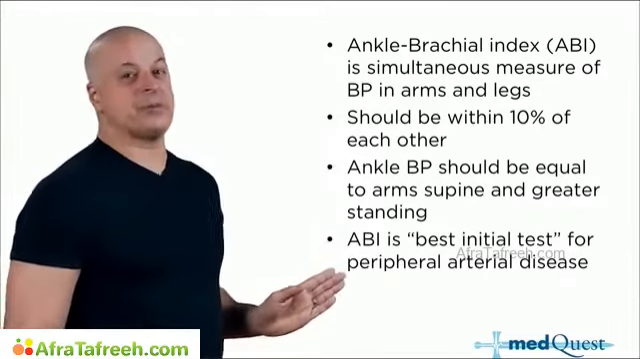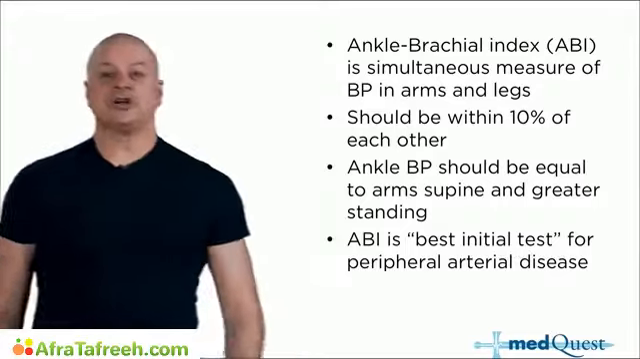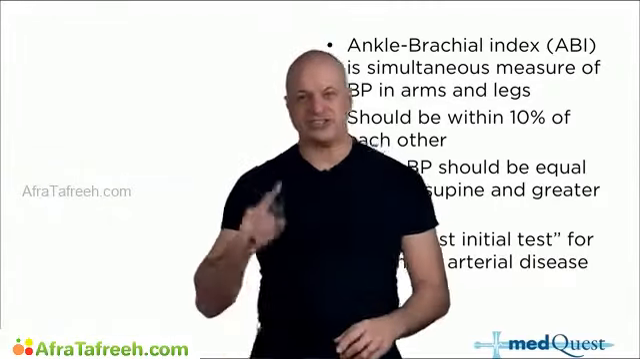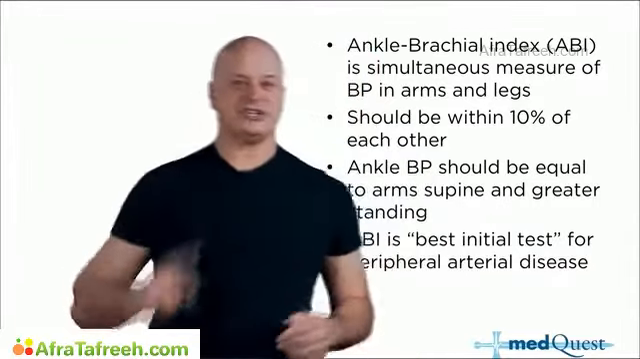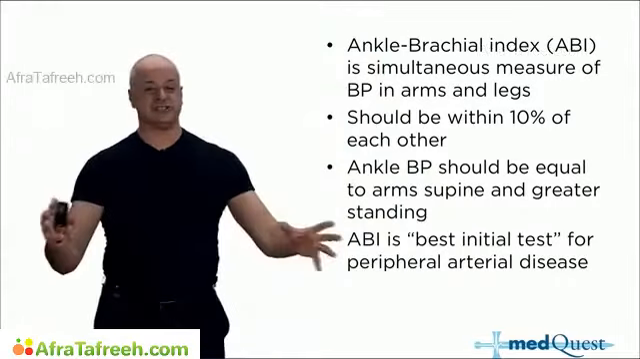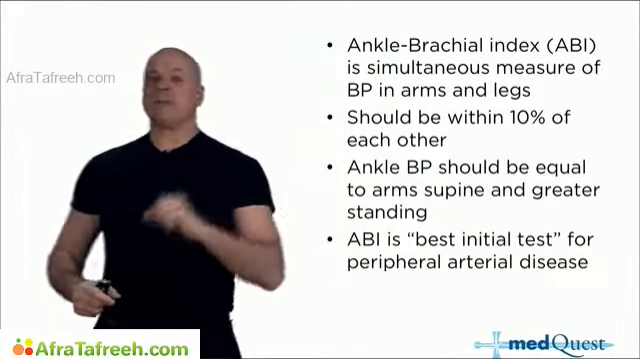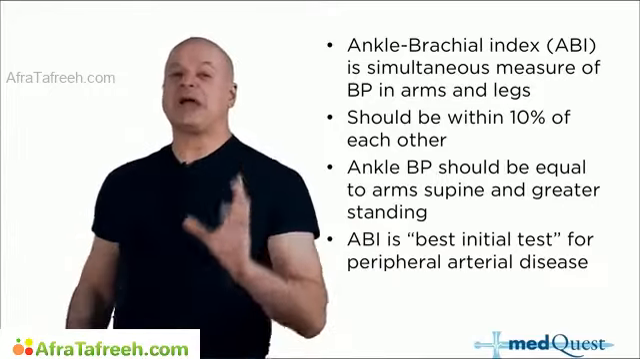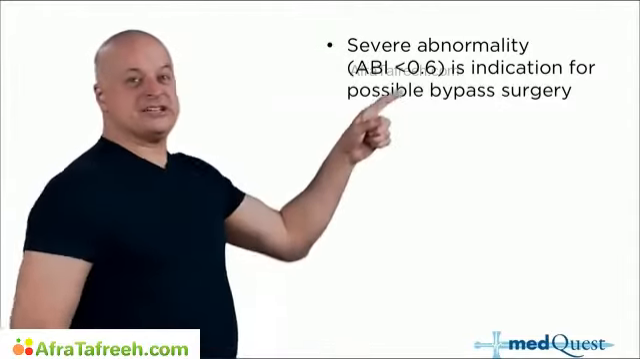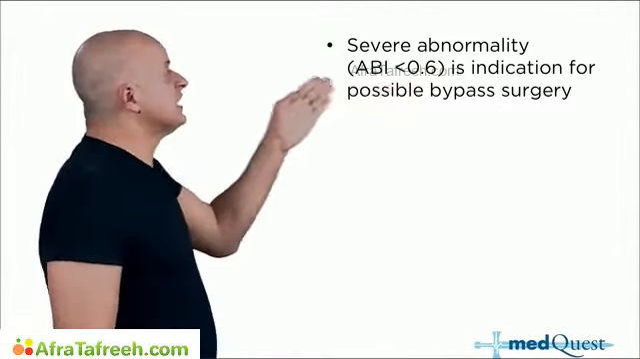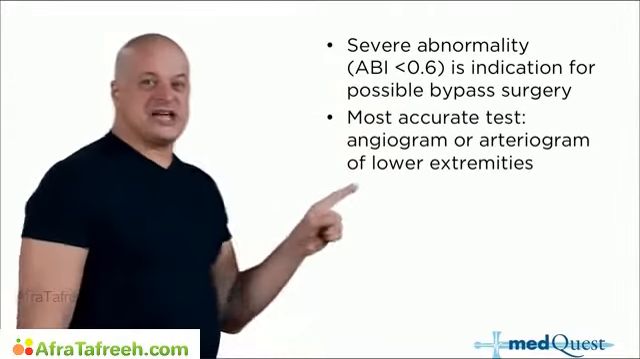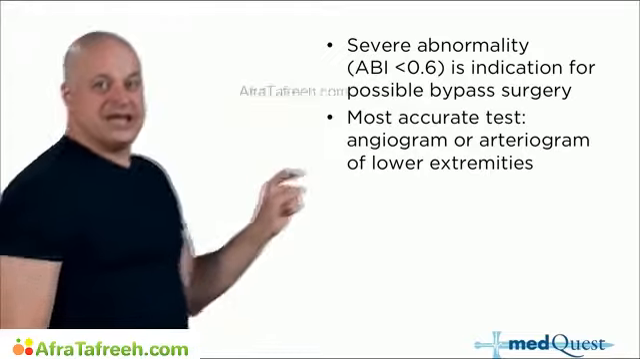So therefore, ankle brachial index is a very important answer to the question, what is the best initial test of peripheral arterial disease? And the term peripheral arterial disease is a better answer than peripheral vascular disease because peripheral vascular disease could imply the veins. But peripheral arterial disease is where the insufficiency really is. So a severe abnormality is a lower ratio. In other words, when the ankles are really much lower, it implies greater obstruction. The most accurate test of any vascular structure is always the angiogram.